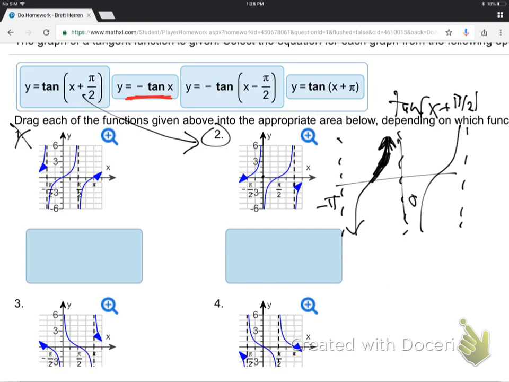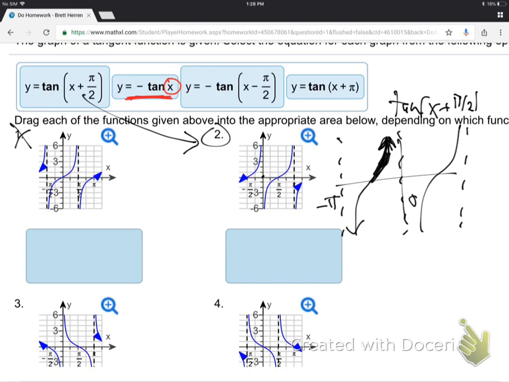You tracking with me? When you just have an x here, and you don't have like x plus pi or x minus pi over 2 or whatever, just have x, that means the dotted lines aren't going to move. So the dotted lines will be the same as what they always are. What are they originally? Negative pi over 2 and positive pi over 2. You tracking with me on that?